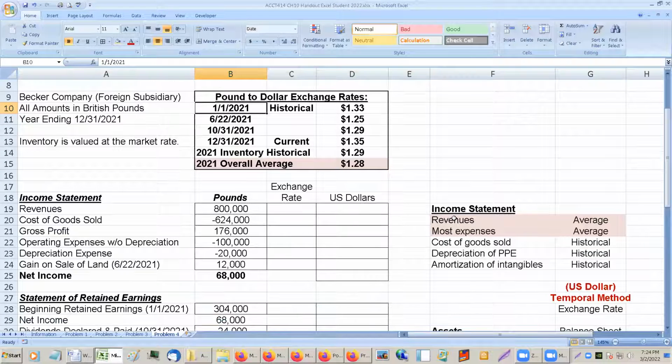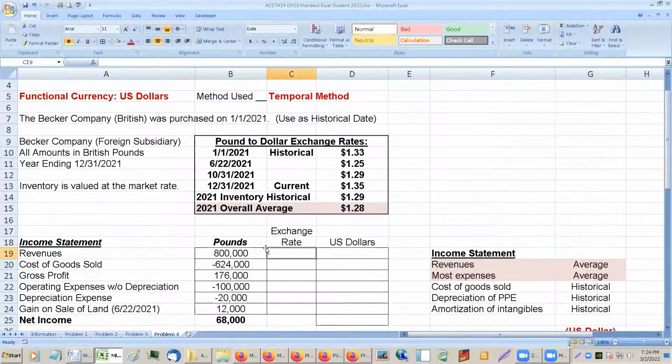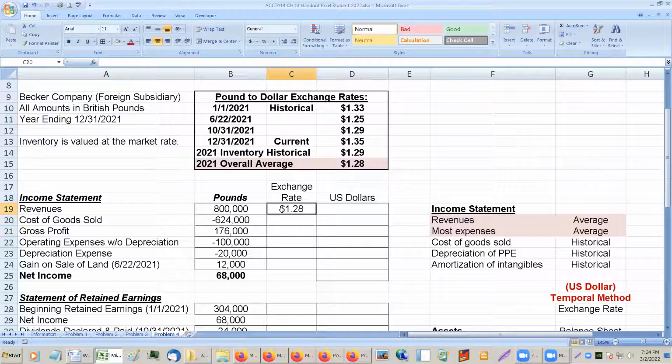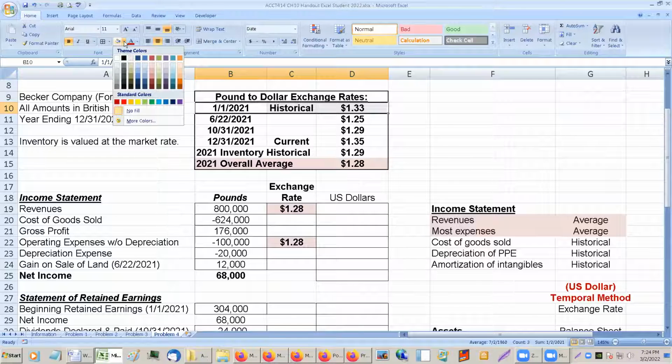Okay, so revenues are done at the average rate. And I'm going to go ahead and do the other operating expenses without depreciation. We'll do those at the average rate. Cost of goods sold is going to be at the historical rate. Let's make it this color.